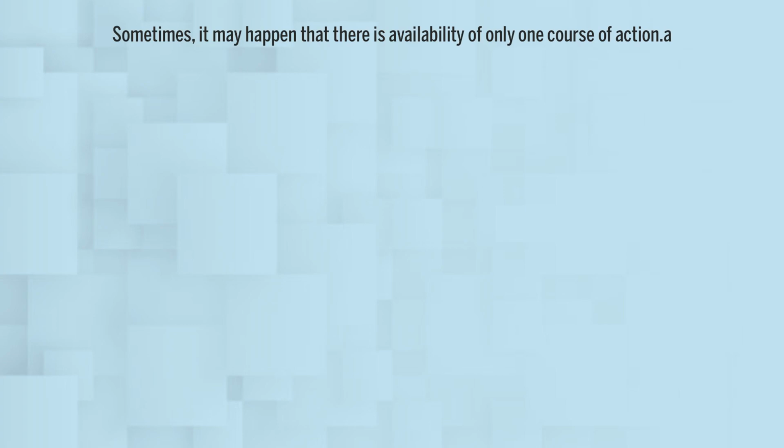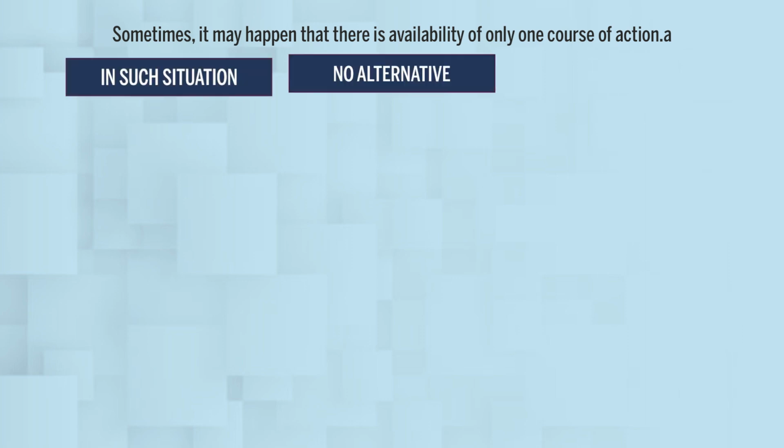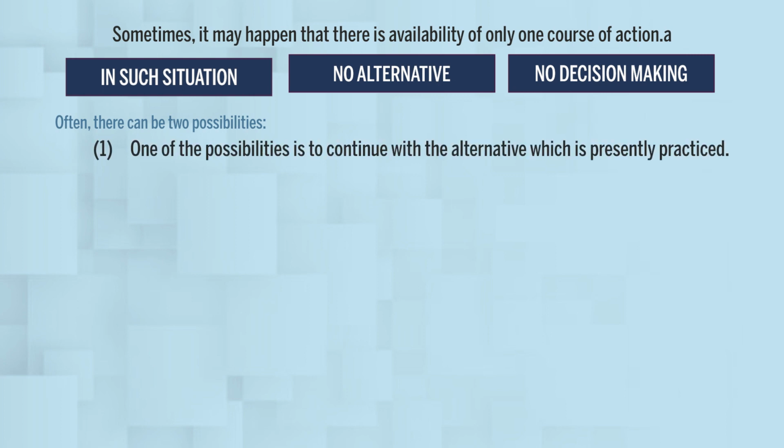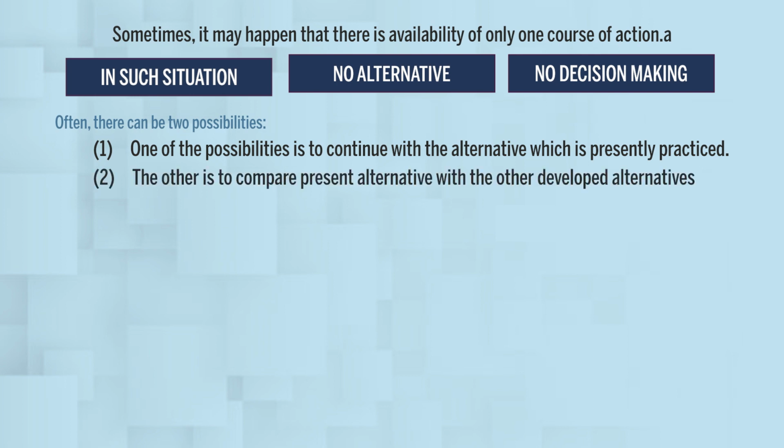Sometimes it may happen that there is availability of only one course of action. In such a situation, no alternative, no decision making. So, whatever is before you, that you have to select. Often there can be 2 possibilities, friends. The first possibility is to continue with the alternative which is presently practiced by the firm, and the other is to compare the present alternative with the other developed alternatives.